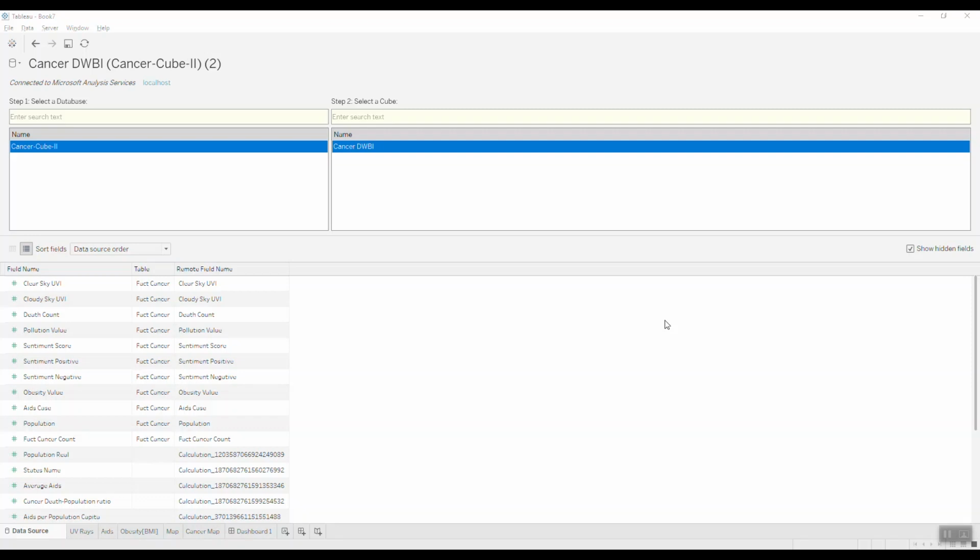Tableau is an enterprise tool operated by many for visualization due to the fact it supports multiple database types. We have connected the OLAP Cube from the Cancer Data Warehouse, and now let's analyze the chart results.